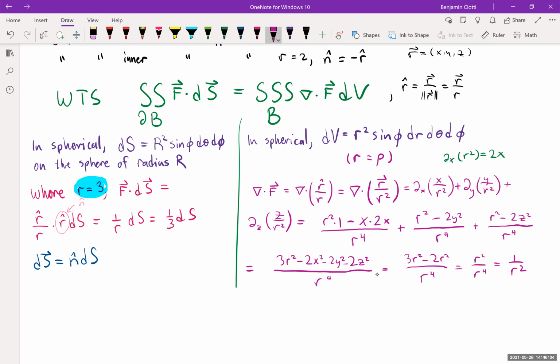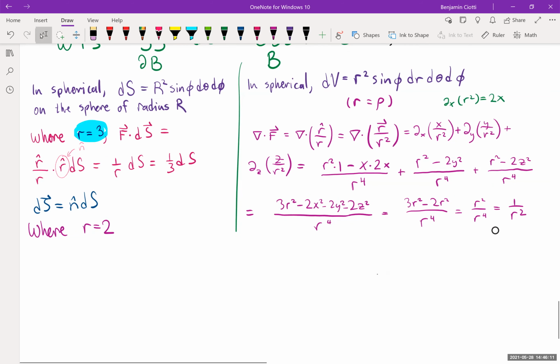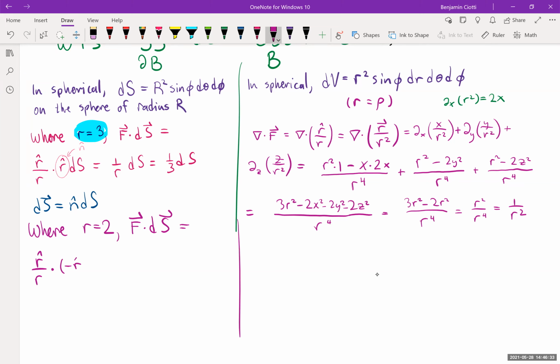Now, what about r equals 2? Back to the surface integral term. In this case, F dot dS is going to be r hat over r dotted with, well, again, it's n, but now n is negative r hat dS.